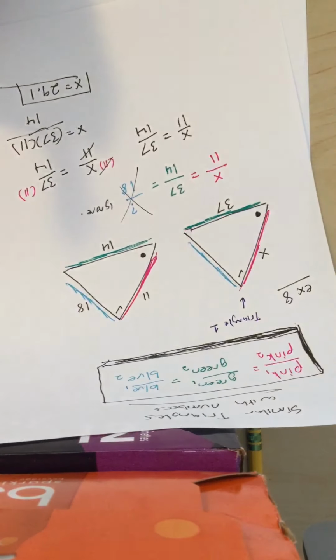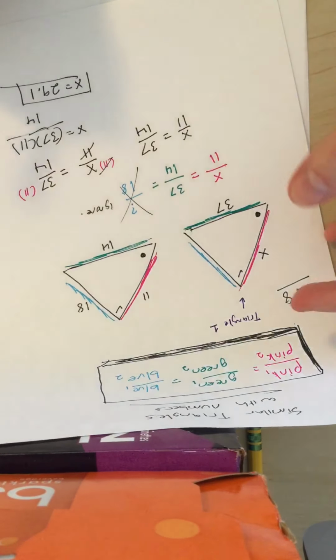And that's similar triangles in a nutshell. I'll do some more examples, but that's pretty much it.